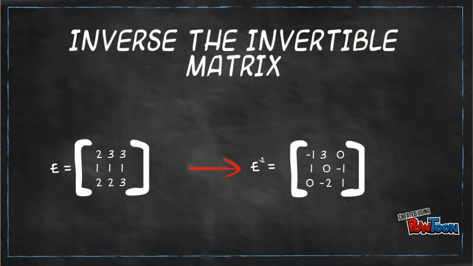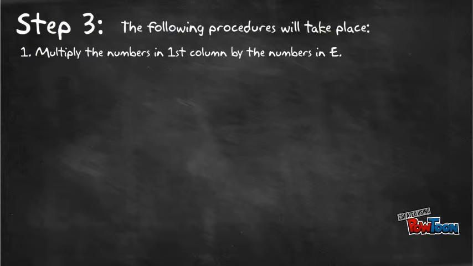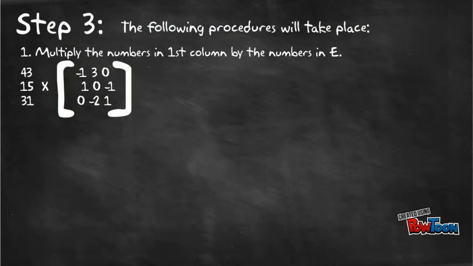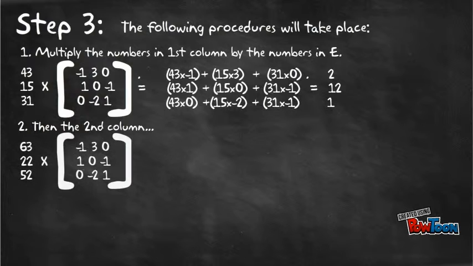After obtaining the inverse of the invertible matrix, multiply the encrypted numbers with the matrix, and you will arrive at the answer. Now, the following procedures will take place. Multiply the numbers in the first column by the numbers in the inverse matrix. There you will get 43 times -1 plus 15 times 3 plus 31 times 0, you get 2. Then use this method and you will get the other answers.